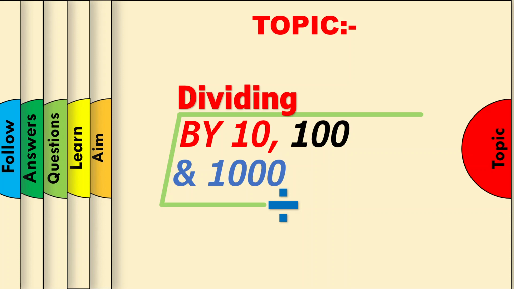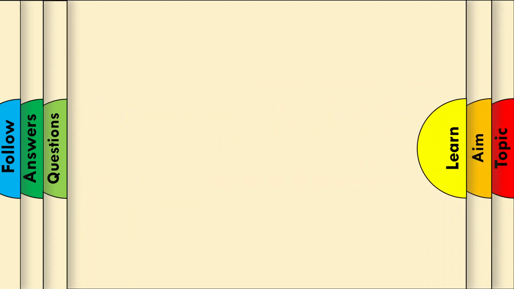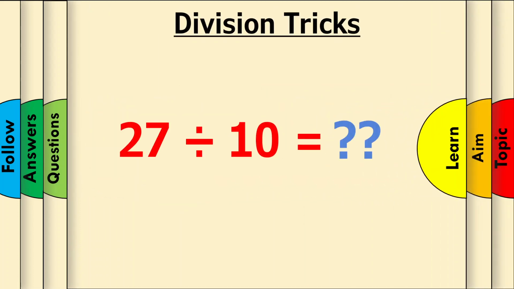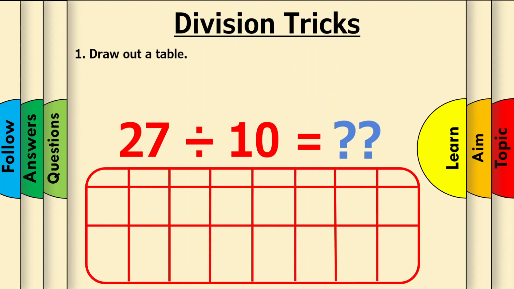Moving on, here's an example question. 27 divided by 10 equals what? First, draw out a table like this one here. We label our columns like this. The first column is the thousands, then hundreds, then tens, and units. Now, we write a decimal point and write tenths, hundredths, thousandths, and ten-thousandths.